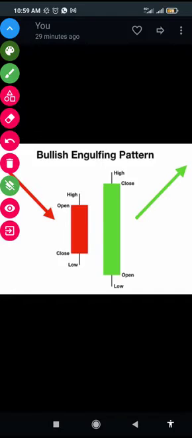When you see this formation, you are supposed to enter a trade, but you still need some confluences to assure you that you can enter. You don't just enter a trade solely based on a candlestick.